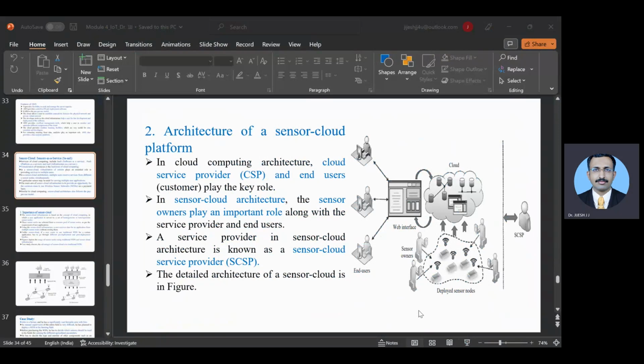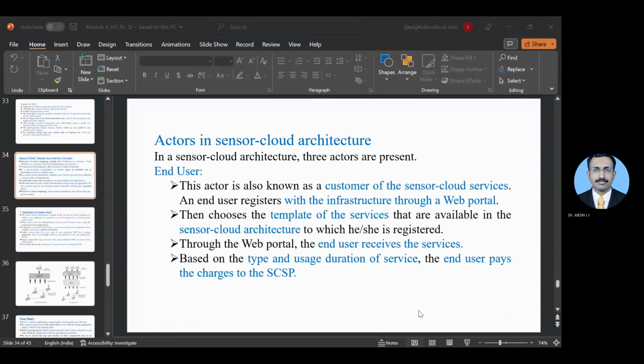Okay, so you can see here some of the actors. There are three actors present here. One is the end user. Who is the end user? The customer, or the person who is in need of it. So the end user is one.